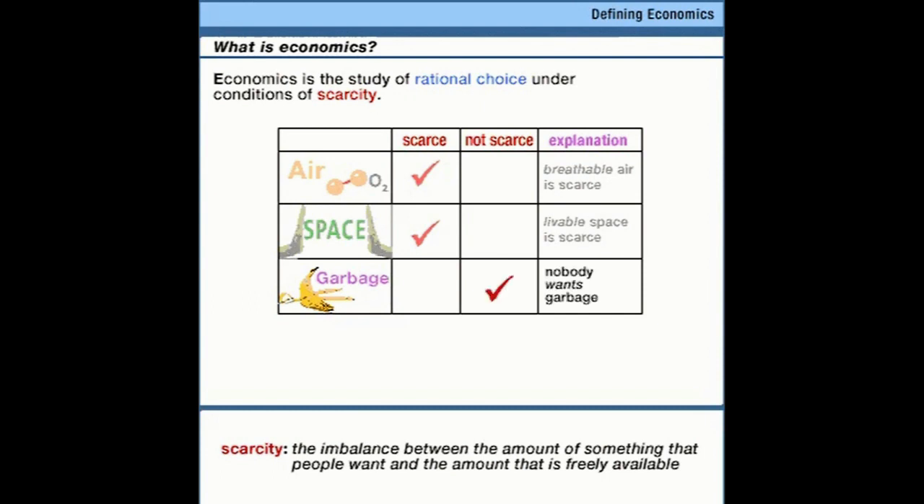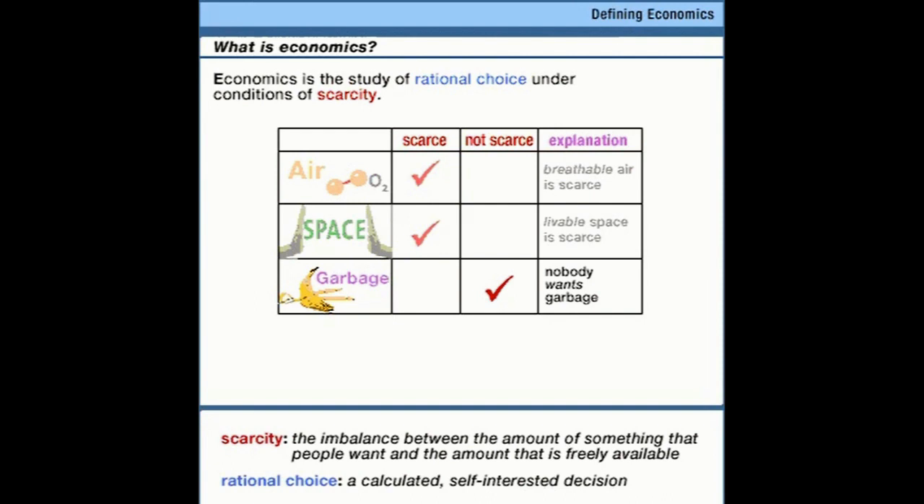And that leads us to the second term, rational choice. Rational choice, or the word rationality in economics, refers to people making calculated, self-interested decisions. It requires that you be willing to consider costs and benefits, all of the factors that are involved in a decision, and choose that course of action that is most satisfying to you. The one that maximizes your wealth, the one that maximizes your company's profits, the one that maximizes your satisfaction from the way you use your limited income or your limited amount of time.